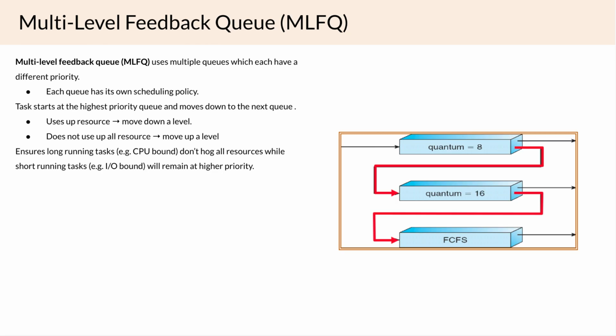Keep in mind here that performing IO operations is going to move a task back up the queues, because whenever we perform IO, we block the currently running thread until that IO is available. While that thread is blocked, it's not using the CPU, and so we don't consider it as taking up our CPU resources.